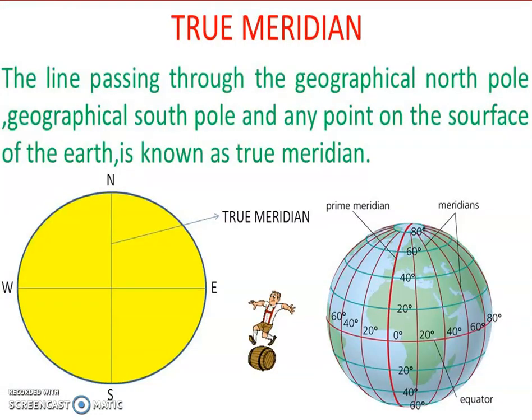Here again there is a detailed description of true meridian. It is a line passing through the geographical north pole and geographical south pole and any point on the surface of the earth, and is known as a true meridian. In this you can very clearly see there is a prime meridian which is shown, and then there are the other meridians which are shown at 20 degrees, 40 degrees and so on.